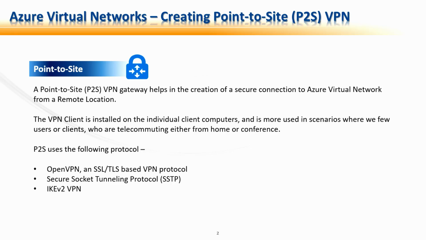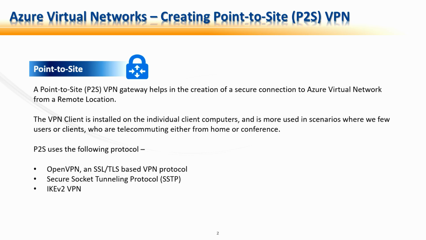A Point-to-Site VPN gateway helps in the creation of a secure connection to Azure Virtual Network from a remote location. Point-to-Site VPN connections are useful when we have a fewer number of clients or users who want to connect to the Azure Virtual Network from a remote location, as I already told you, like telecommuting from home or a conference where they have a different internet service provider.